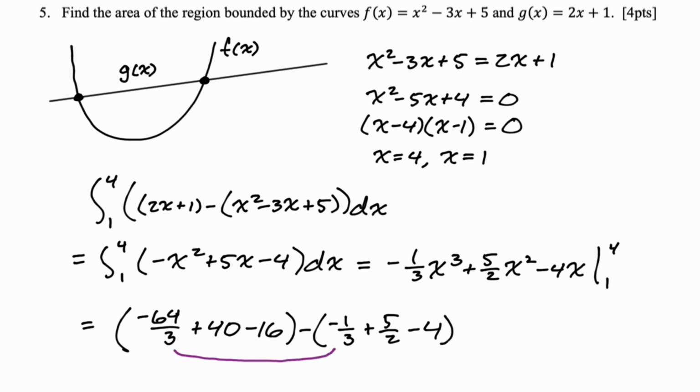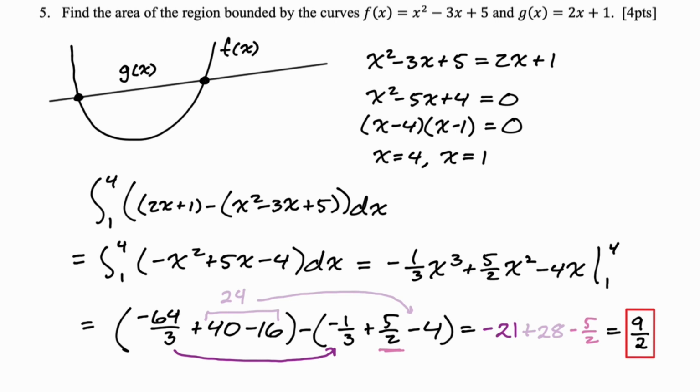So what I'll do is look for the things that have a denominator of 3. So negative 64 minus negative 1 is negative 63 over 3 is negative 21. And then these combine already into 24. And then it's minus negative 4, so plus 4, so that's 28. And then this just has no partner, so minus 5/2. So that's 28 minus 5/2, 56 minus 5 over 2. 9/2 is our answer.